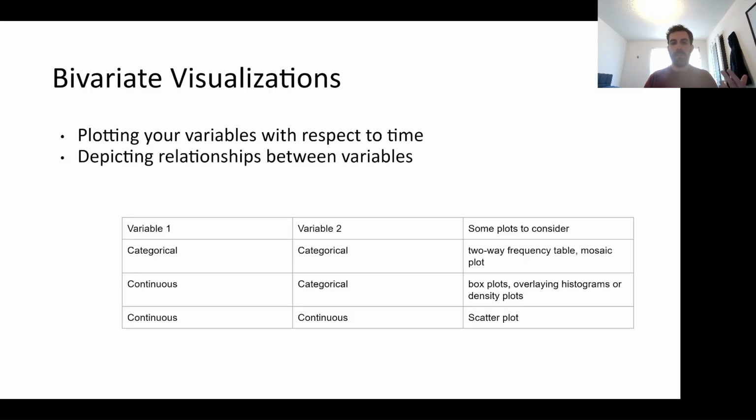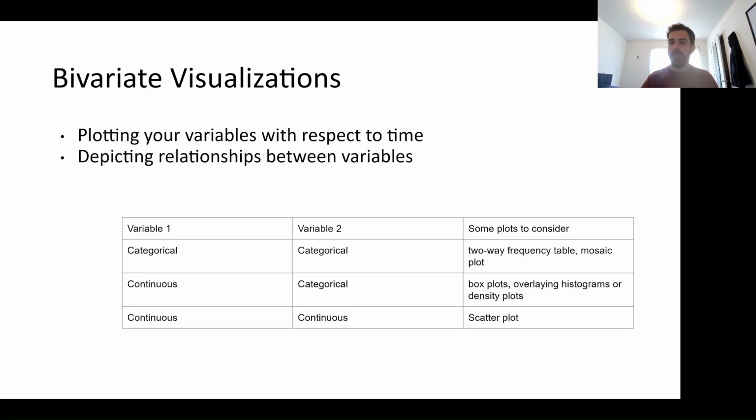And then if one of your variables is continuous and the other is categorical, you have a lot of choices. You could do multiple box plots like we saw when we were looking at the age of Oscar winners. You could do overlaying histograms or density plots to see the differences in the distributions between the categories. And then if you have 2 continuous variables, really a scatter plot is the main plot that people would consider.